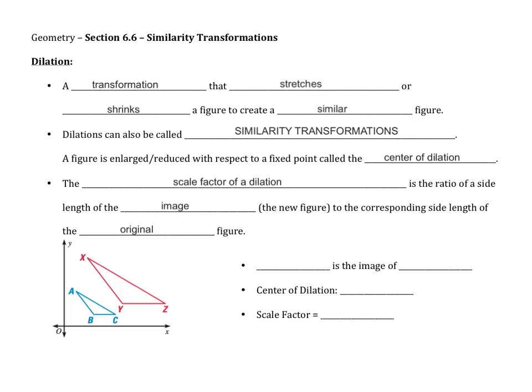Referring to this diagram, triangle XYZ is the image of triangle ABC. The center of dilation is (0, 0), which is the origin, and the scale factor would be found by taking corresponding sides over each other. So you could use XY over AB. You could also do XZ over AC or YZ over BC, because remember, you should always do new over old.